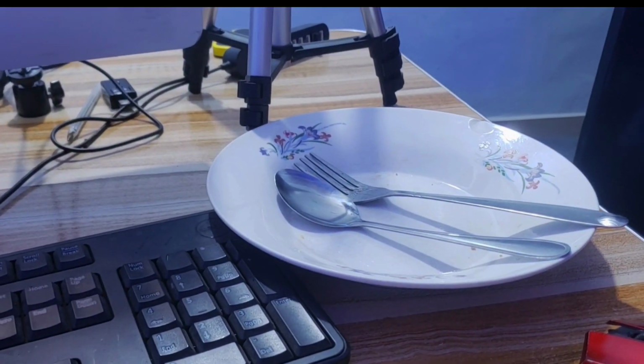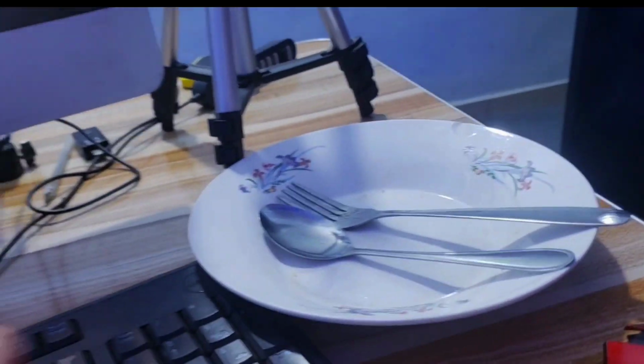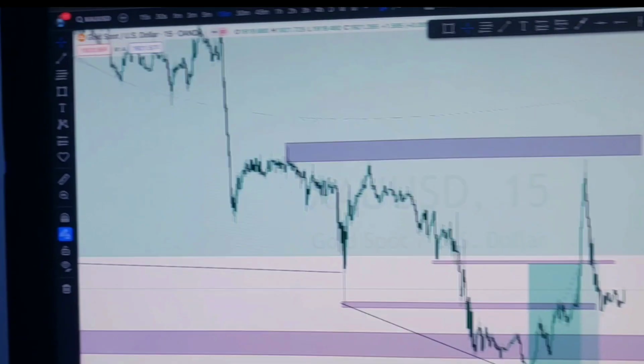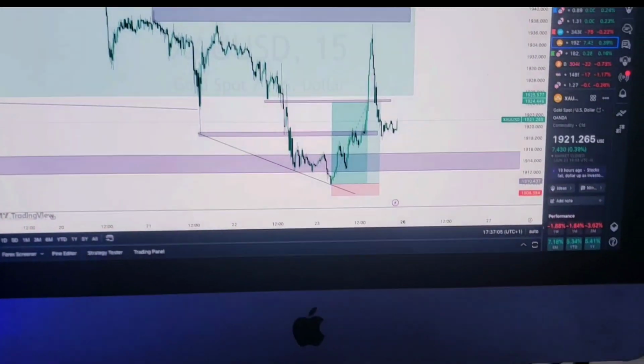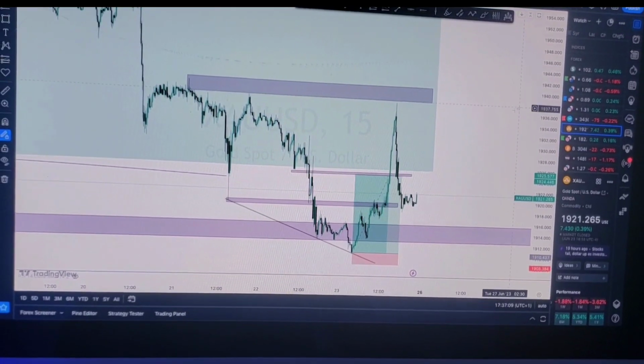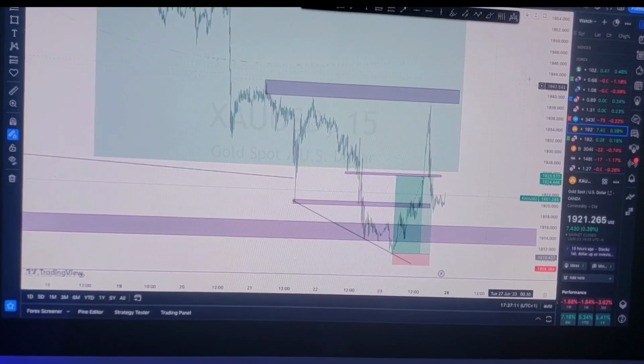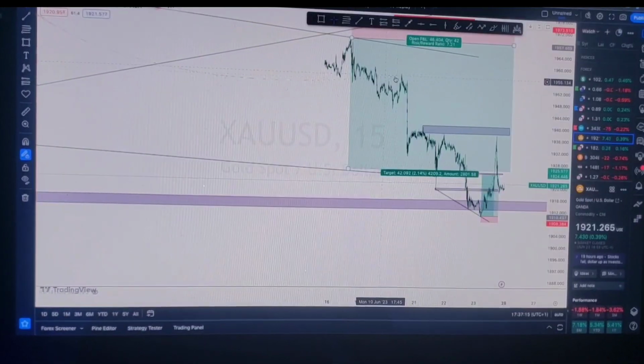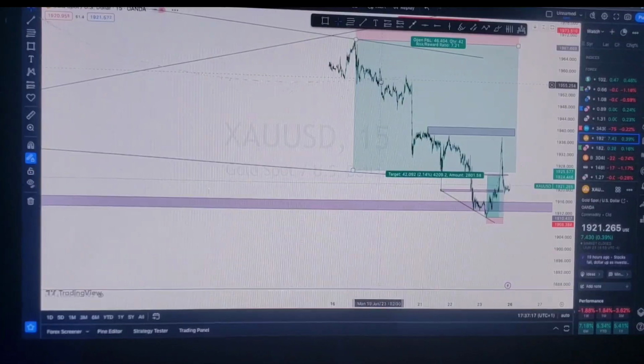You can see right here, my table is very scattered. This is my plate, I'm just finishing eating, and these are the trades I took on gold. I love trading gold so much, but sometimes it's very crazy. You can watch your money vanish. This was a swing trade I took on gold.